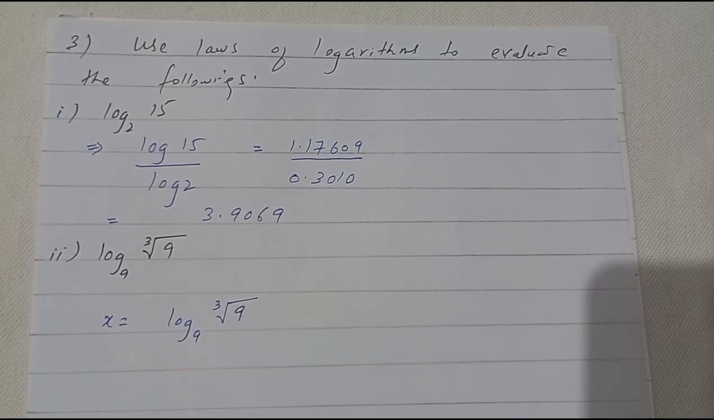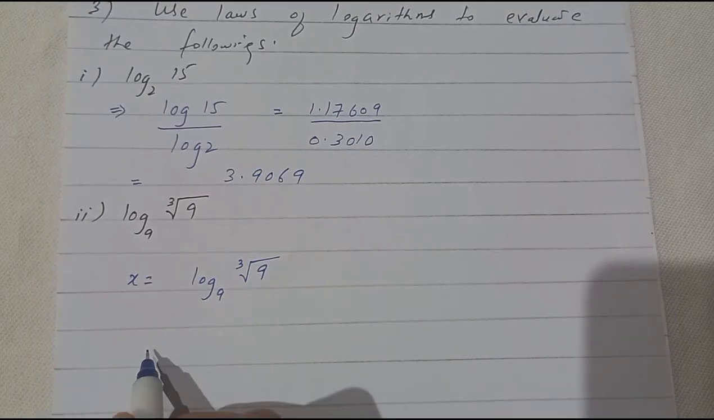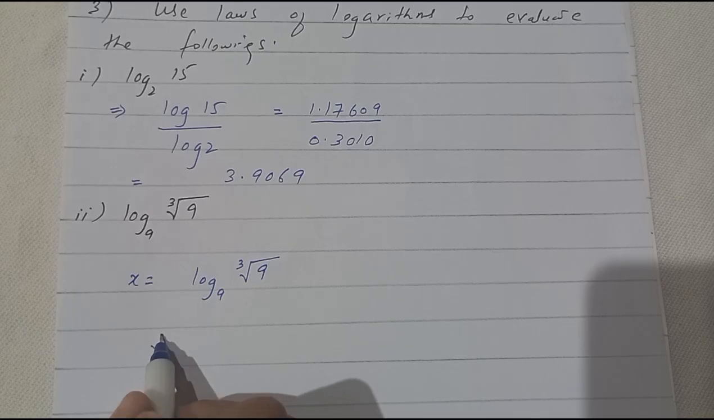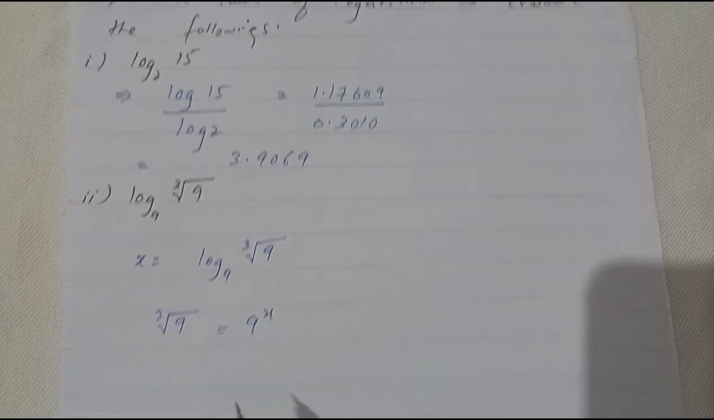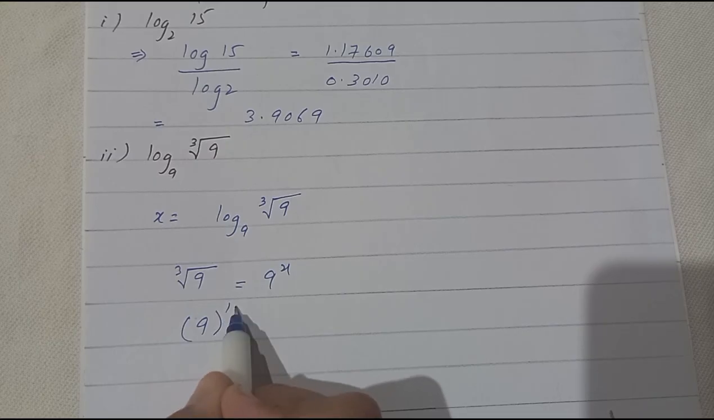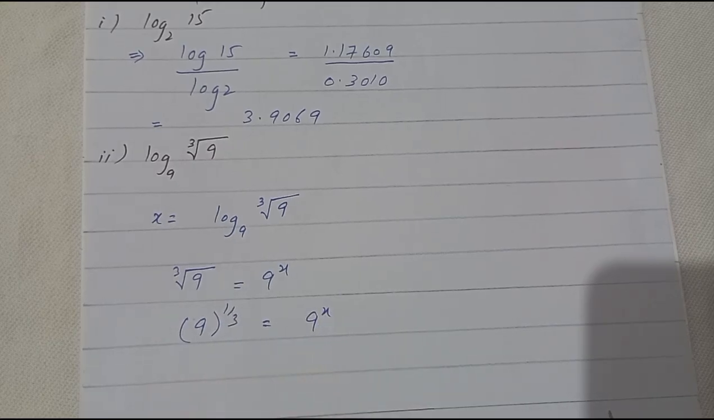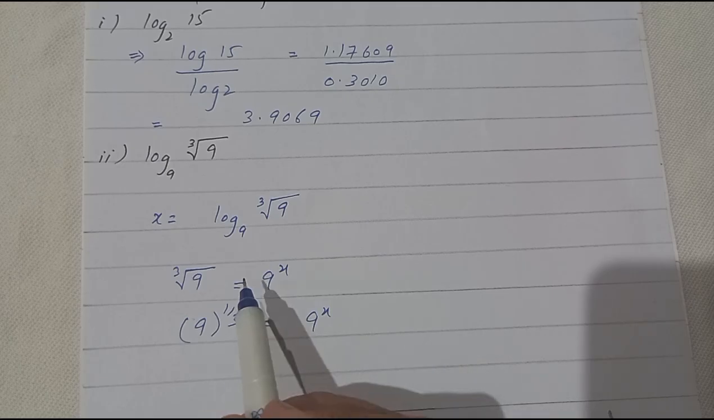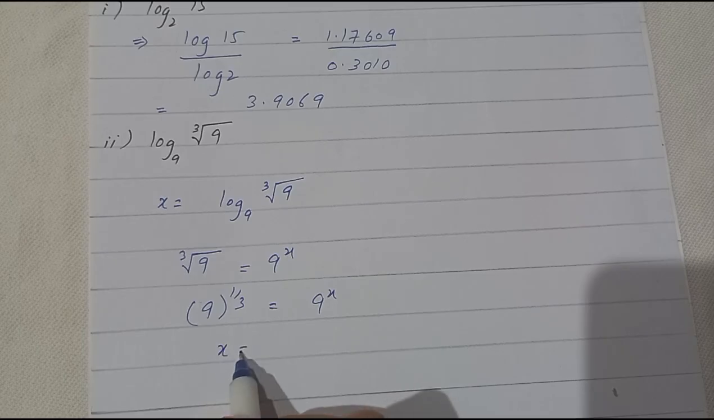In part number 2 we let x equal log with base 9 and argument cube root of 9. We can convert it into exponential form, where the argument remains in its place and the base becomes the power of 9, that is 9 power x. In exponential form we write it as 9 power 1 by 3 equals 9 power x. So comparing, as the bases are the same, comparing powers we get x equals 1 by 3, which is the answer.